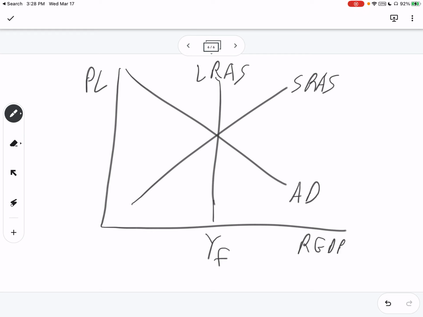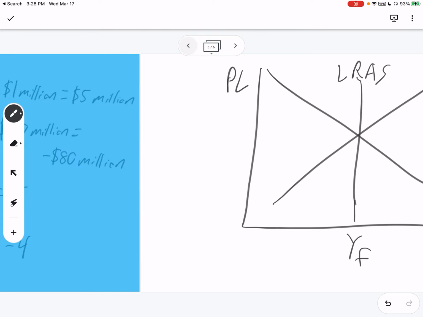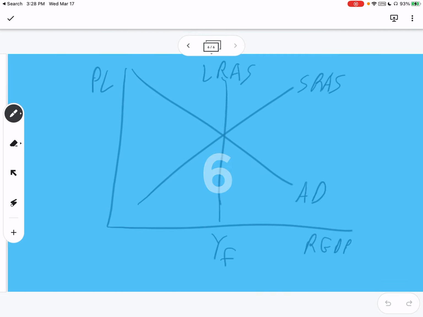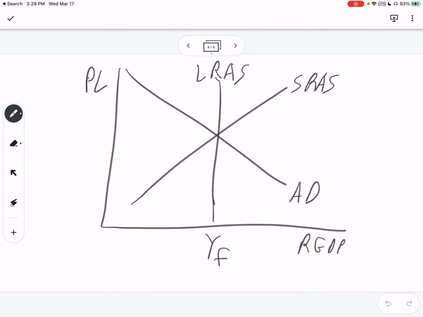Let's also stipulate something else. So let's say that right here, $80 million. Let's say that when the economy is at full employment, output is equivalent to $100 million. So that would be the intersection point right here on the graph. And the government is increasing taxes, which means less spending, less consumption, less investment, etc. And what occurs then is that aggregate demand will decrease. It will be a shift to the left.